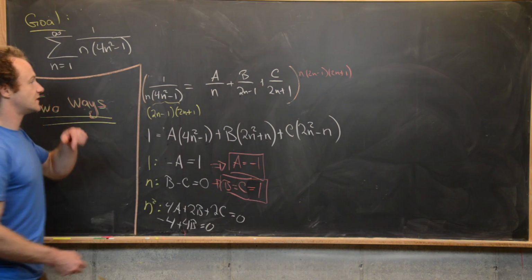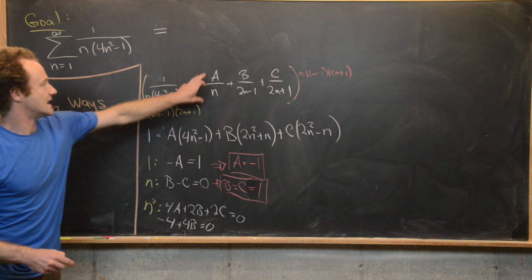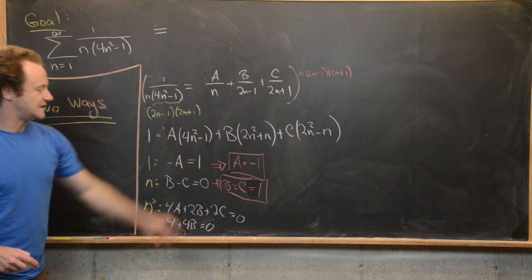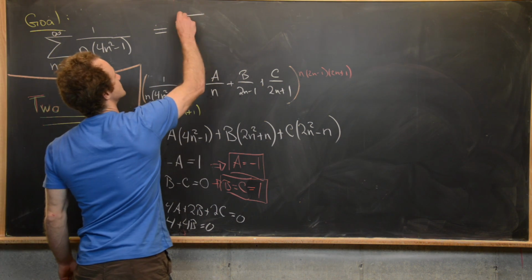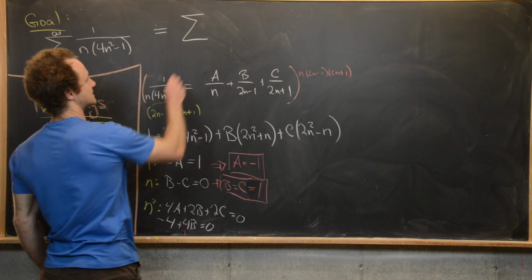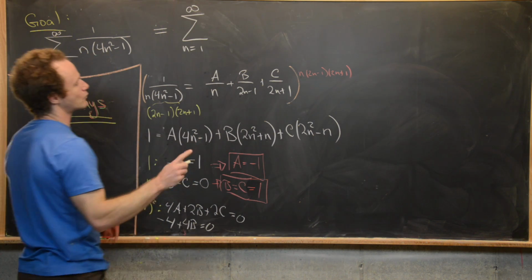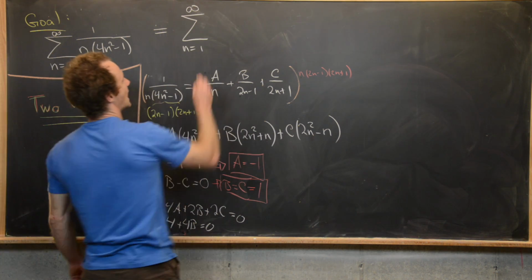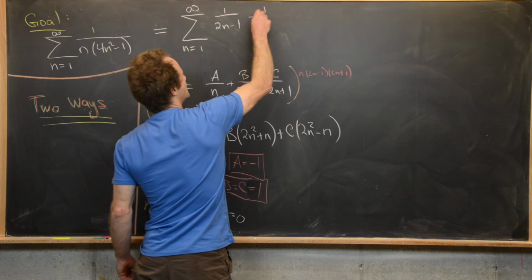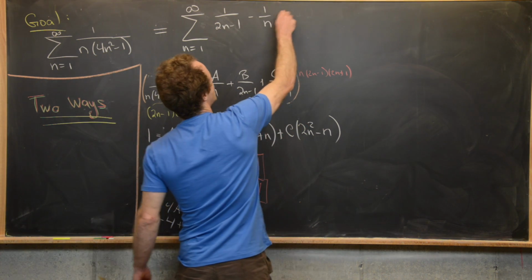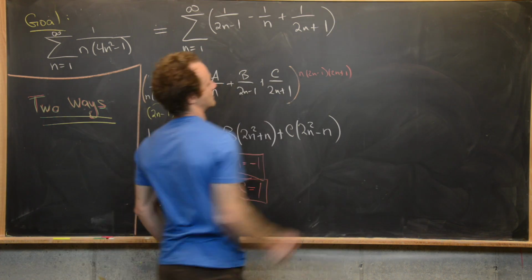Okay, good. So that tells us that we can take this thing and we can rewrite it in this form with these values of a, b, and c that we have just calculated. So let's go ahead and do that. I'm going to write this as the sum, n equals 1 to infinity of, in a slightly different order, 1 over 2n minus 1 minus 1 over n plus 1 over 2n plus 1. Great.